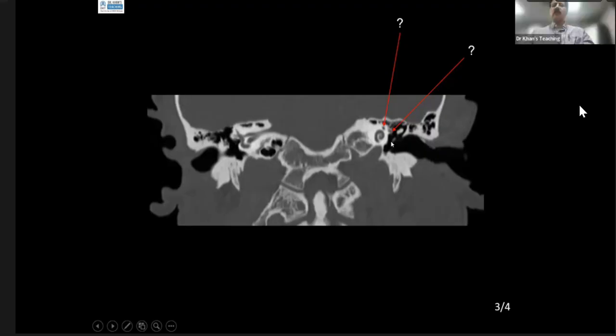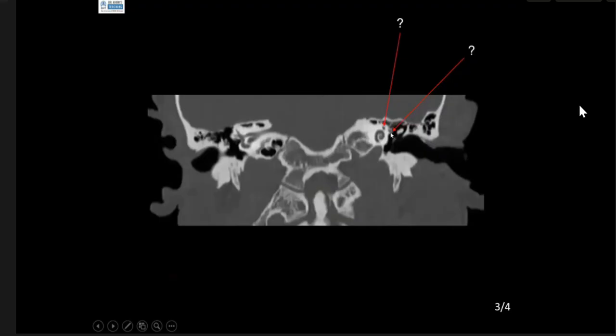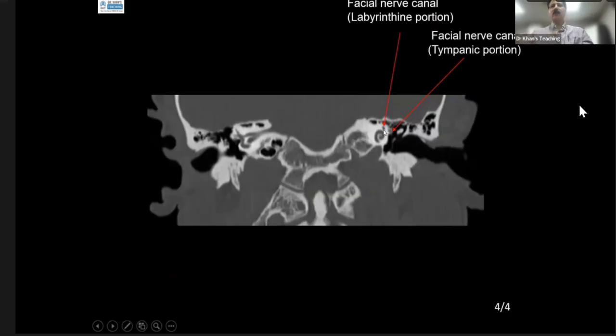So name the parts. This part one here is the same part which you saw here. Okay, so this is the tympanic part. What is this part? Is that then the labyrinthine part? Excellent. So that is the labyrinthine. We'll come back to this. This is the labyrinthine portion, and this is the tympanic portion.